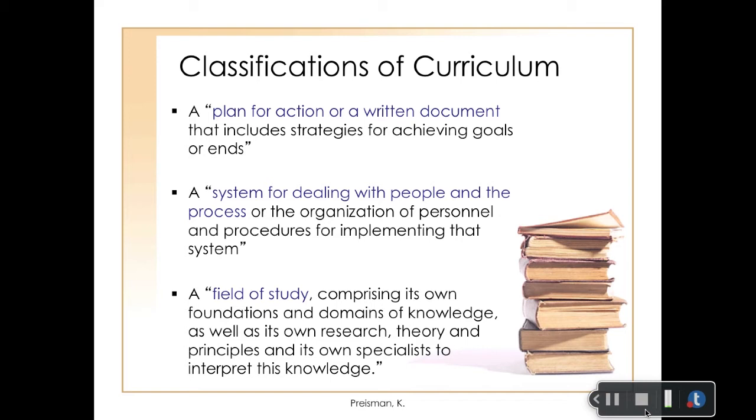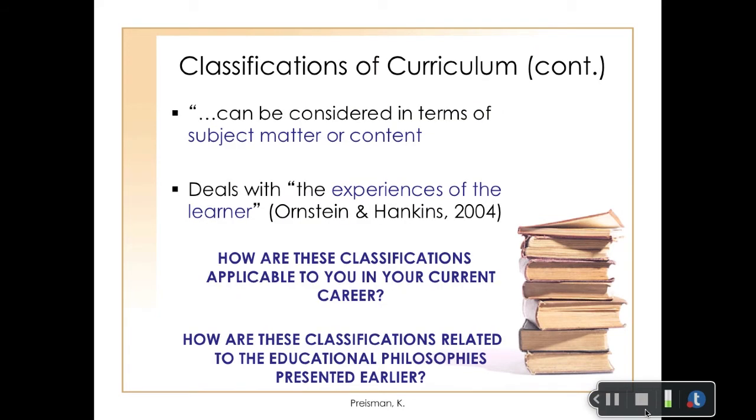So to begin, curriculum can be classified in many ways, as I've already stated. First of all, it can be a plan for action or a written document. Secondly, it can be a system for dealing with people and the process, or the organization of personnel and procedures. Third, it can be a field of study comprising its own foundations and domains of knowledge as well as its own research, theories, principles, and specialists. Next, it can also be considered in terms of subject matter or content. And finally, it deals with the experiences of the learner.